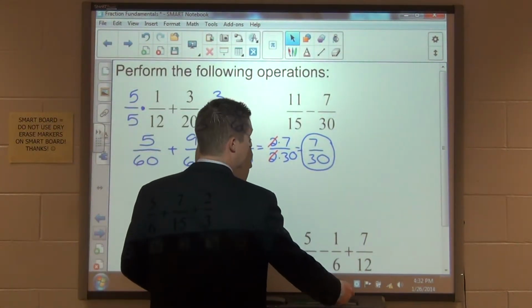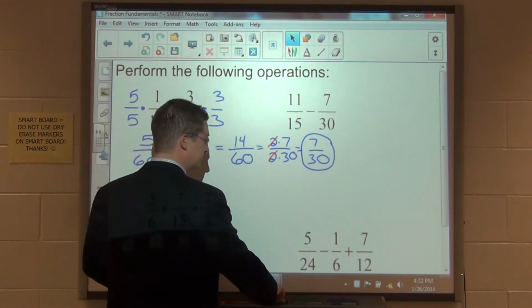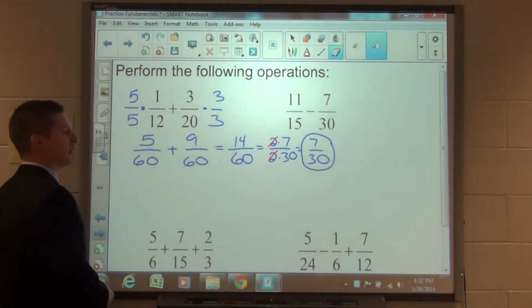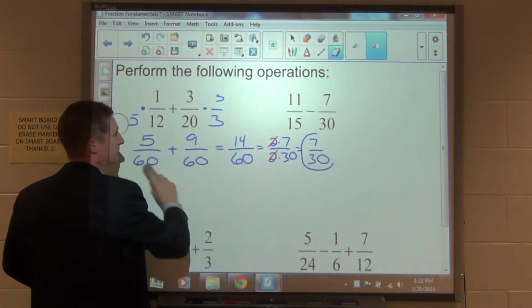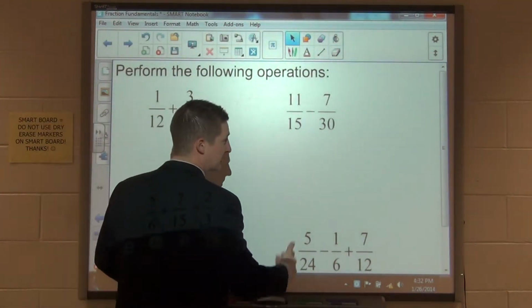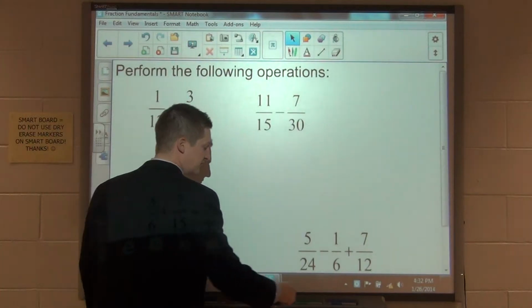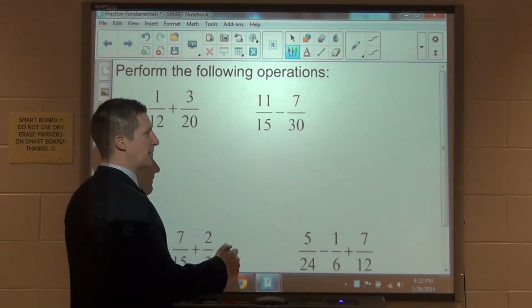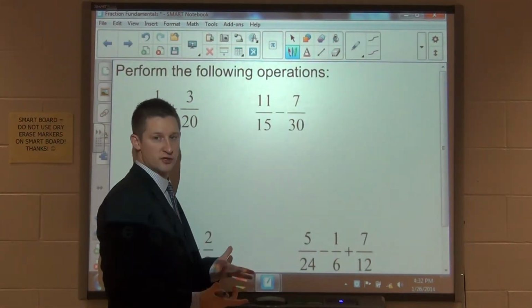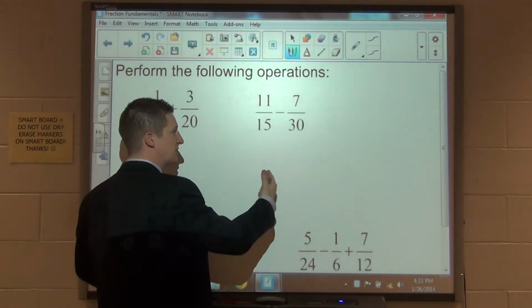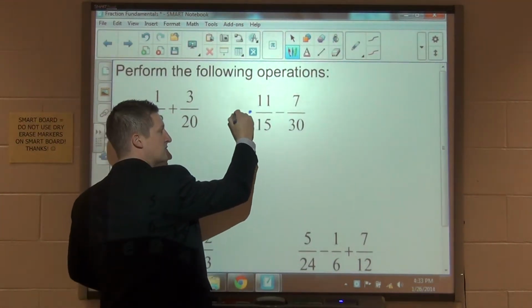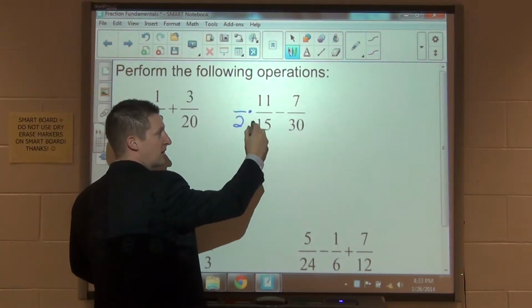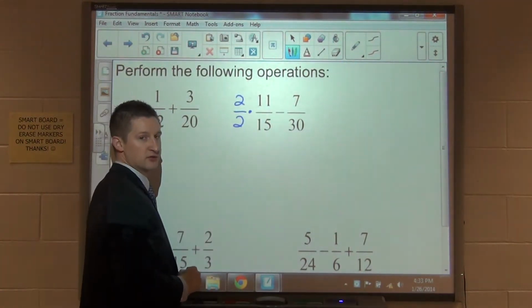Now, if I were to do the same thing with subtraction, allowing you to write this down if you need to, I would again need a common denominator. Between 15 and 30, I can probably quickly figure out that the least common multiple of 15 and 30 is 30. Now, to turn 15 into 30, I need to simply multiply by 2. And if I multiply the denominator by 2, I also must multiply the numerator by 2.